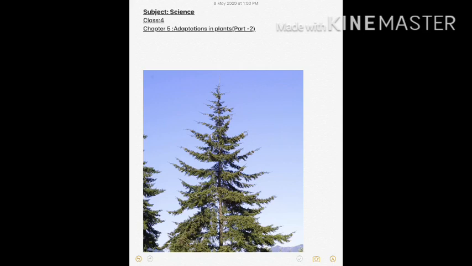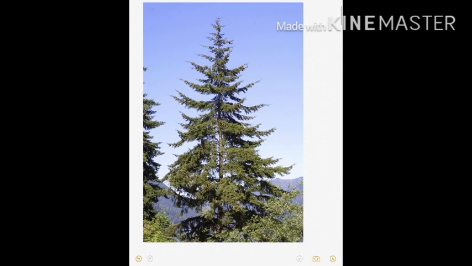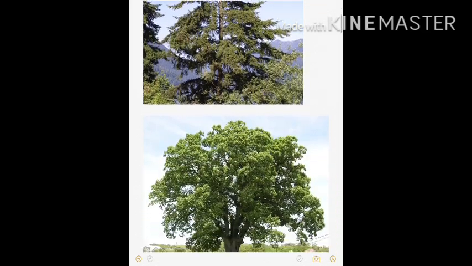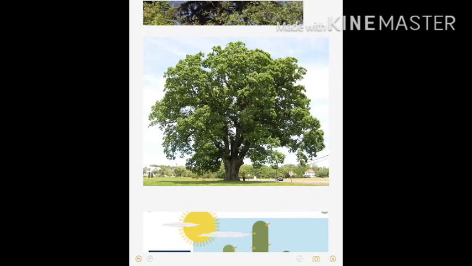So here are some pictures I am just showing you so that you can recap your knowledge. The first picture is of a fir tree which grows on mountains. Thin needle-like leaves are there, tall and straight and conical in shape. You can make it out. The trees on mountains look somewhat like this.